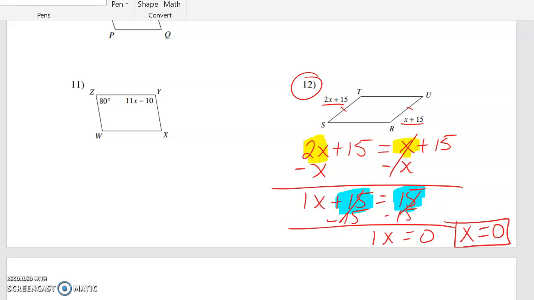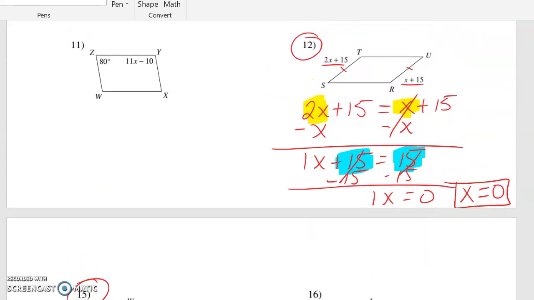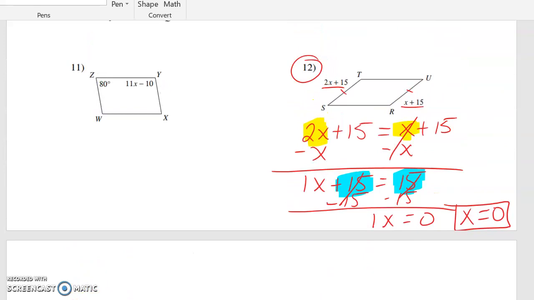So now we're taking it a step further and solving an algebraic equation using the properties. All right, so I want you, using that idea, to go ahead and try 15. Okay, so you want to set up an equation that shows your opposite sides are equal. All right, and then work backwards to solve for x. All right, last problem for today.